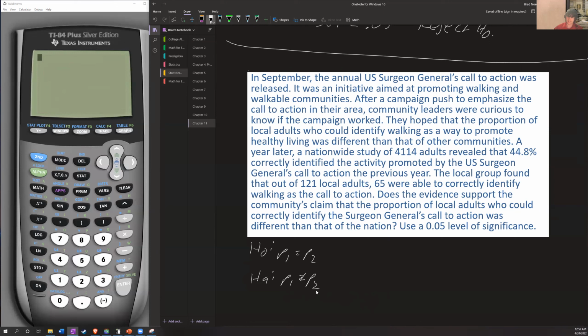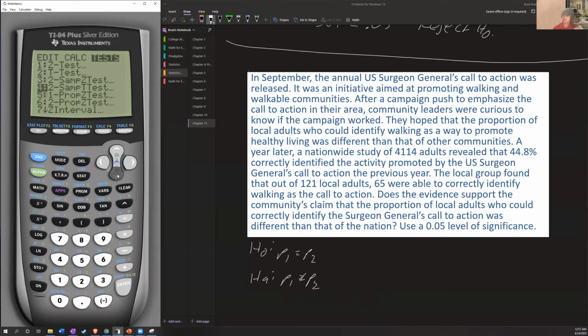Okay, now that that's out of the way, something I want to note here. If I want to go to stat test to prop z test and start moving on, well, you might say, aha. If I take a look here, note it requires an x1 and an n1. This gives me this percentage here. So what am I going to need to do? I am going to need to convert this 44.8% into an x value. So I'm going to take 0.448 times 4114.